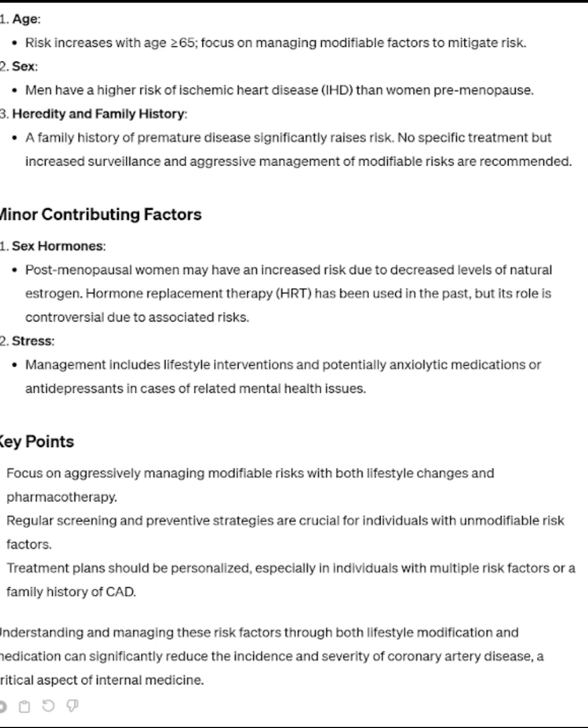Key points. Focus on aggressively managing modifiable risks with both lifestyle changes and pharmacotherapy. Regular screening and preventive strategies are crucial for individuals with unmodifiable risk factors. Treatment plans should be personalized, especially in individuals with multiple risk factors or a family history of CAD. Understanding and managing these risk factors through both lifestyle modification and medication can significantly reduce the incidence and severity of coronary artery disease, a critical aspect of internal medicine.